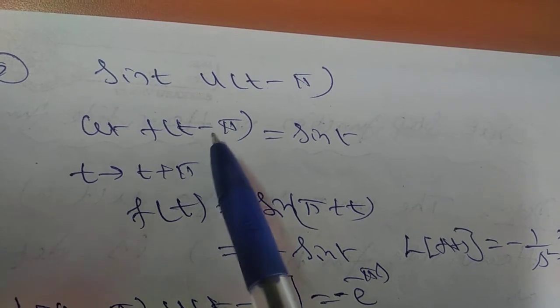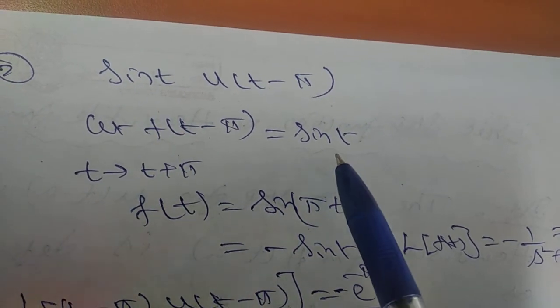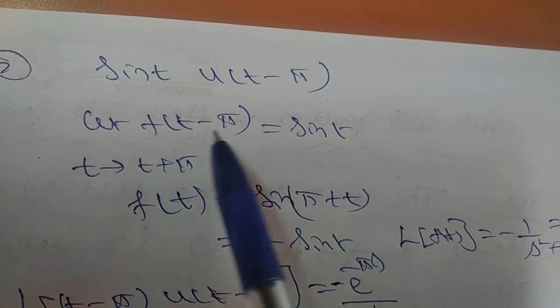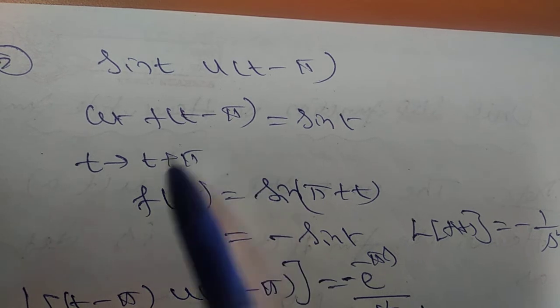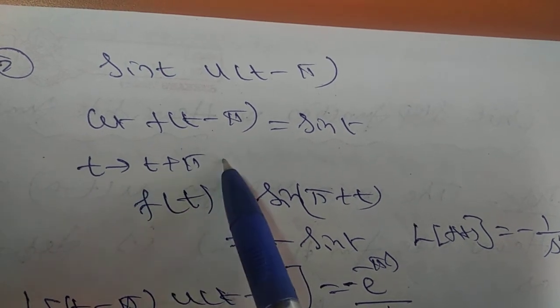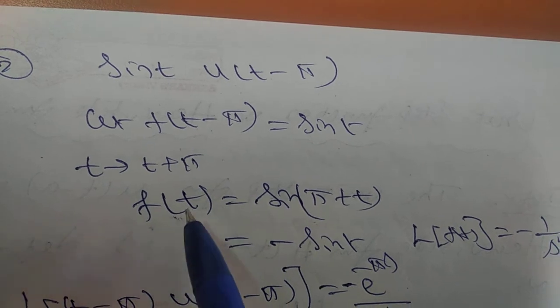What is there? That one you have to take. So f of t minus pi is equal to what? Sin t. So f of t minus pi is there. We want f of t. How to get f of t? You have to replace t by t plus pi. So t plus pi and minus pi cancel, we get f of t.